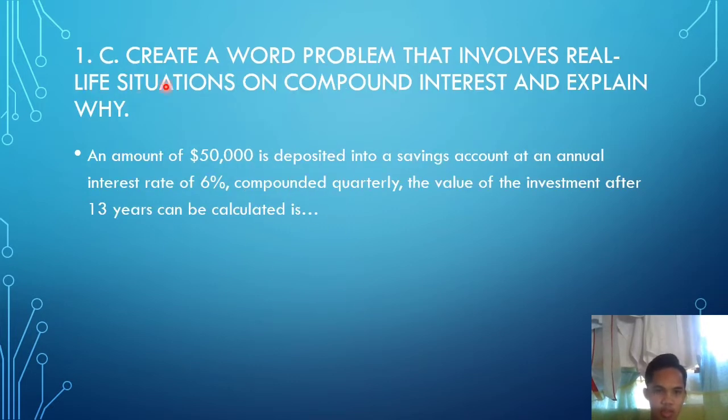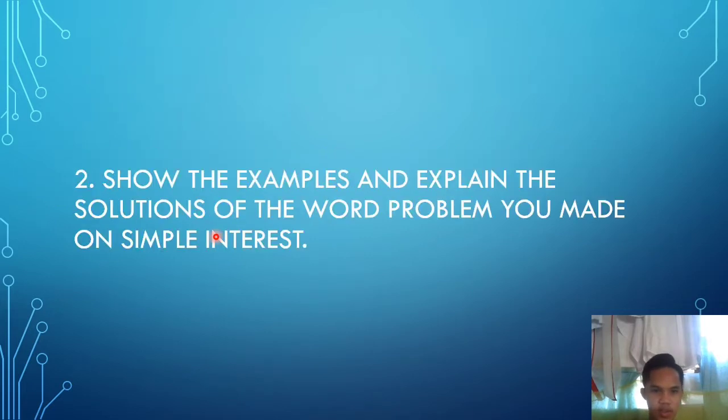So for the second one, a word problem on real life situations on compound interest, we have here the principal amount $50,000, the annual interest rate of 6%, the rate, and the words compounded quarterly. So if you see this, then it is surely a compound interest, and then the value of the investment after 13 years, which is the time. Let us solve those examples that I have presented.